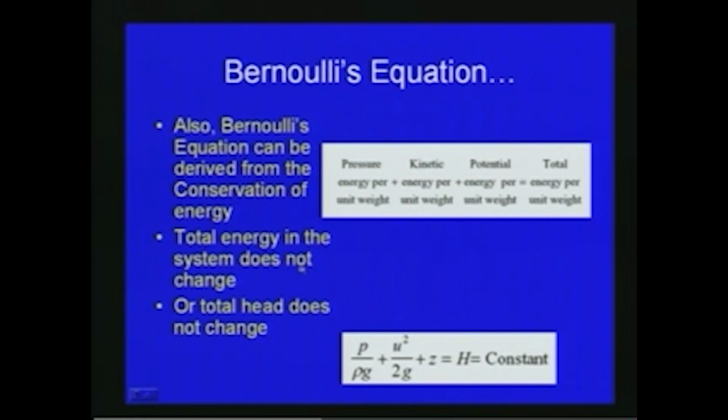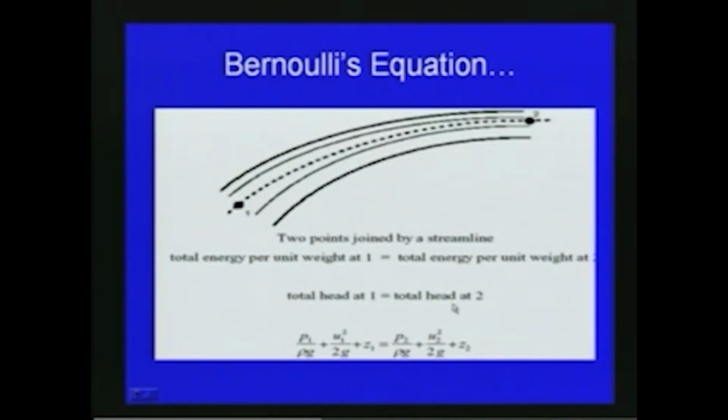So total energy in the system does not change. Since the total energy is not changing, we can say that the total head also does not change, so from the energy conservation we can write P by rho g plus U square by 2g plus Z is equal to constant. So this is coming from this basic energy equation, and the same equation we are getting from the conservation of energy principle also.